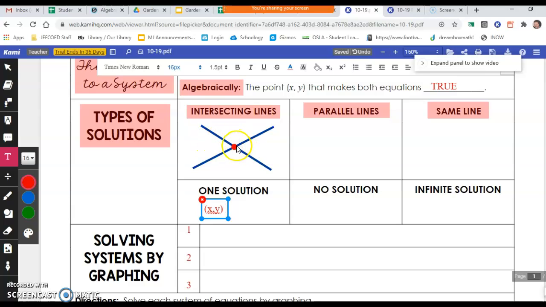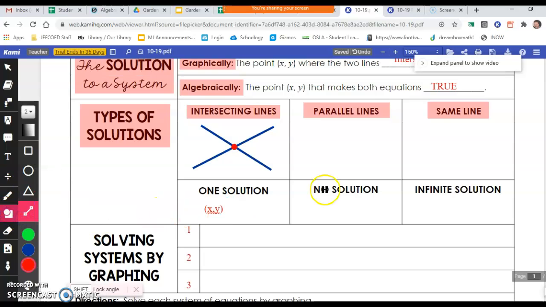Okay, it will be the point where they intersect on that coordinate plane. Okay, now the next one that we're looking at, again, I'm going to use my line tool, are parallel lines. Okay, and what are parallel lines? Lines that never meet, never cross, never intersect.